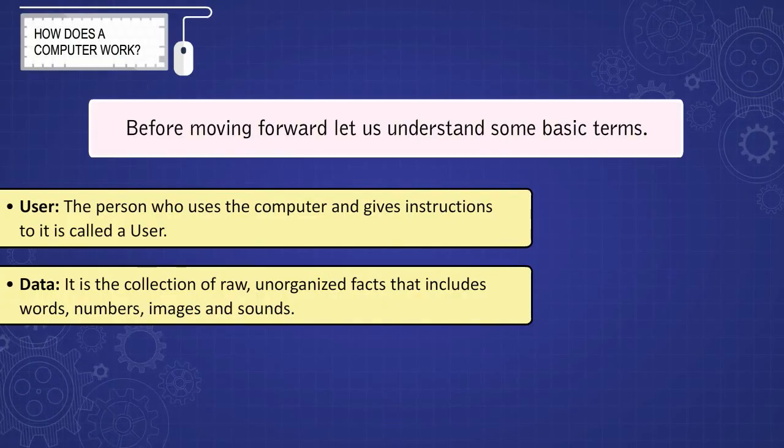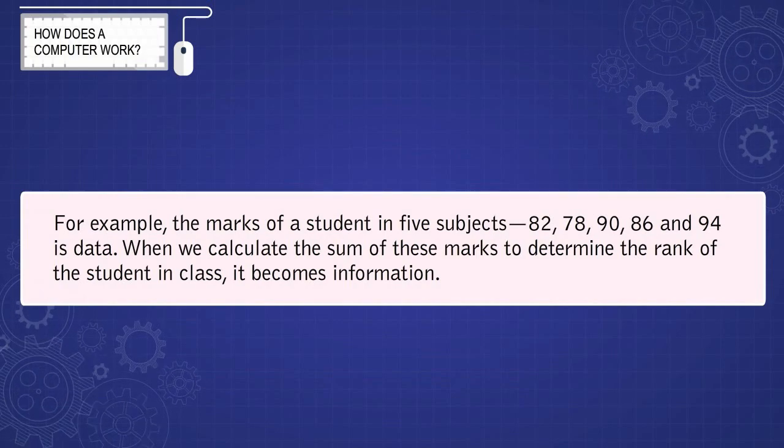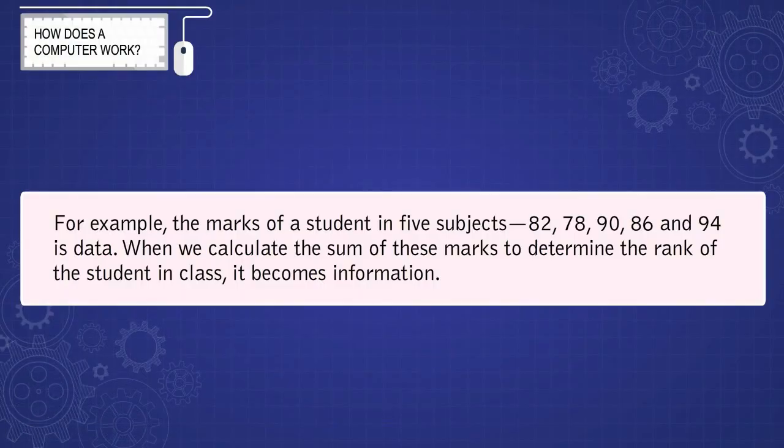Data. It is the collection of raw, unorganized facts that includes words, numbers, images and sounds. Information. The meaningful and organized form of data is called information. For example, the marks of a student in 5 subjects, 82, 78, 90, 86 and 94 is data. When we calculate the sum of these marks to determine the rank of the student in class, it becomes information.